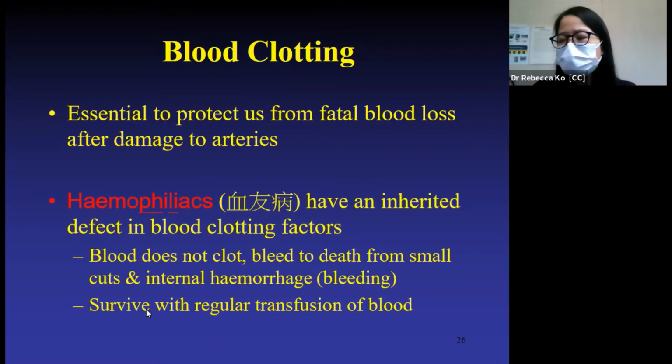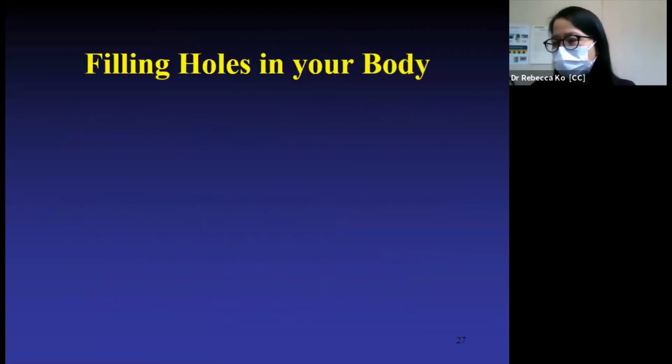And how to cure, how to keep them? Actually, there's no curing method, but how can we keep them surviving? Probably they may need a transfusion of blood regularly to ensure they have enough blood. And that is quite problematic, right? So for normal people, how does blood clotting work, how do we stop bleeding if there's an injury or a cut in the blood vessel?